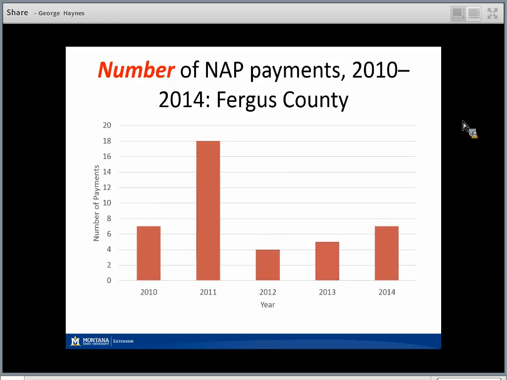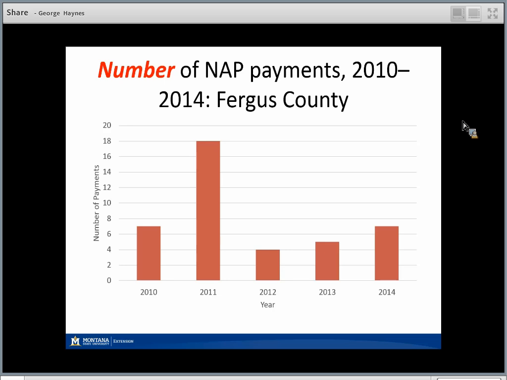Now, payments pay off some. One of the challenges in getting people to sign up for this is they say, well, it doesn't look to me like any of my neighbors got any money out of it. This is Fergus County. Look over on the left. These are number of payments. That's not very many. Even in 2011, there were 18 producers in Fergus County who got some money out of this. In 2014, which is the last data I had, only 7 people got money out of it.